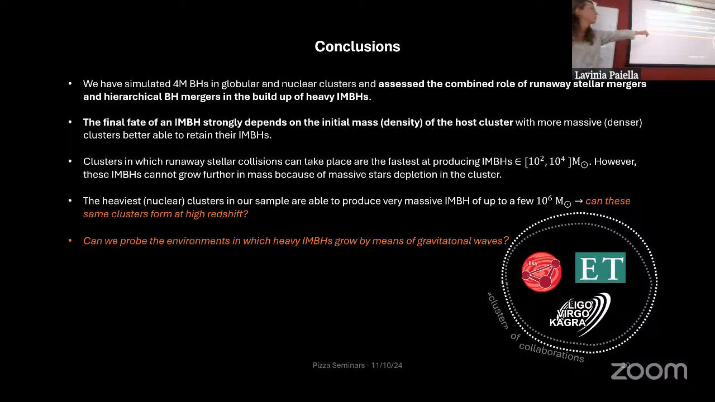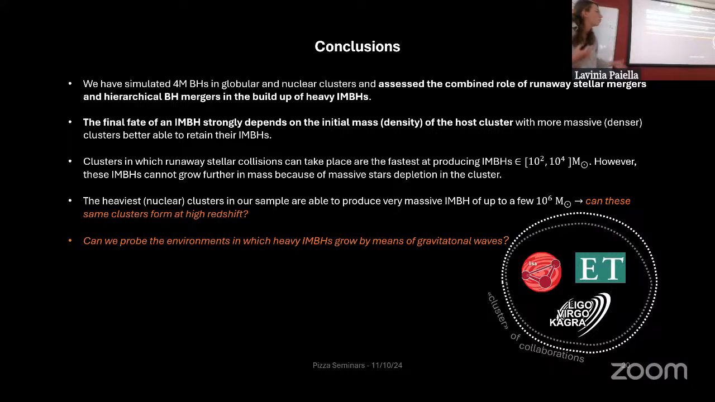Clusters in which runaway stellar collisions happen can grow IMBHs very fast, but they cannot go much further than a few 10^4 solar masses. It depends on the fact that the mass is fixed by the core collapse time limit, and you have depletion of massive stars. And we see that there are interesting heavy black holes that we can form, but these are formed in the very heavy nuclear clusters that we are simulating.